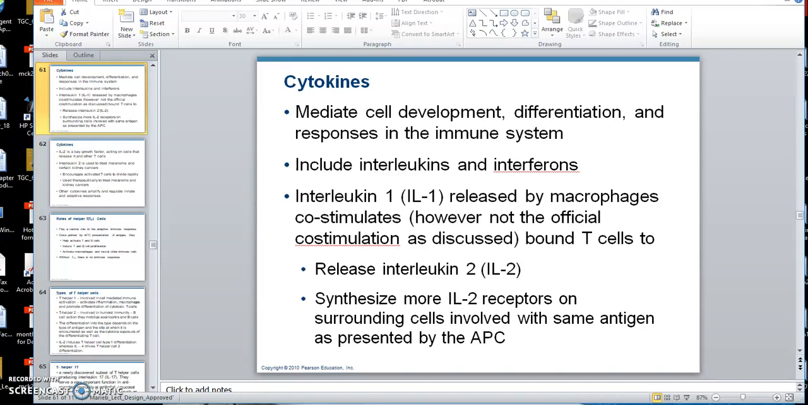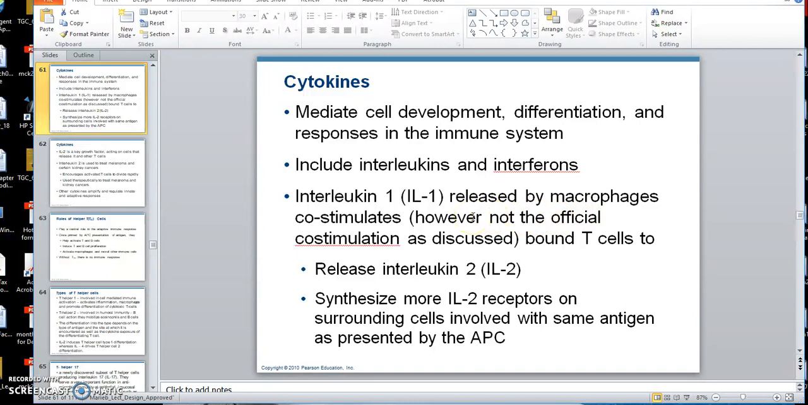Okay, we're talking now about cytokines. Cytokines are small glycoproteins secreted locally, the paracrine system. The cytokines communicate between one white blood cell and another, and sometimes with other cells also. We have different interleukins. They are a type of cytokine. Interleukin 1, released by macrophages.